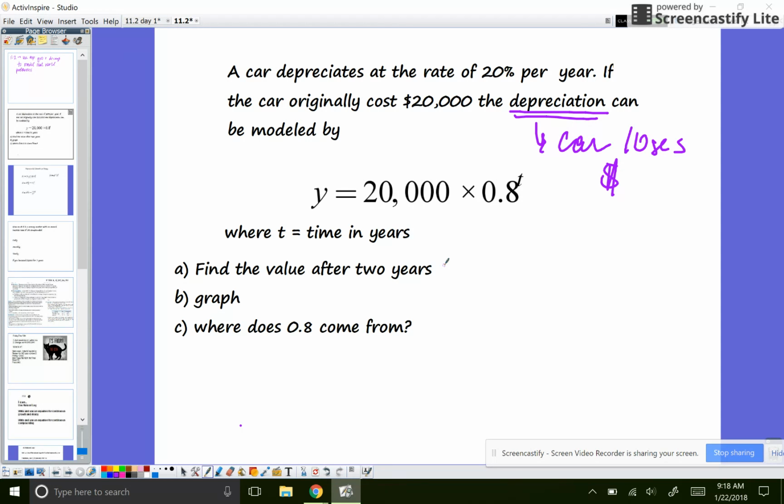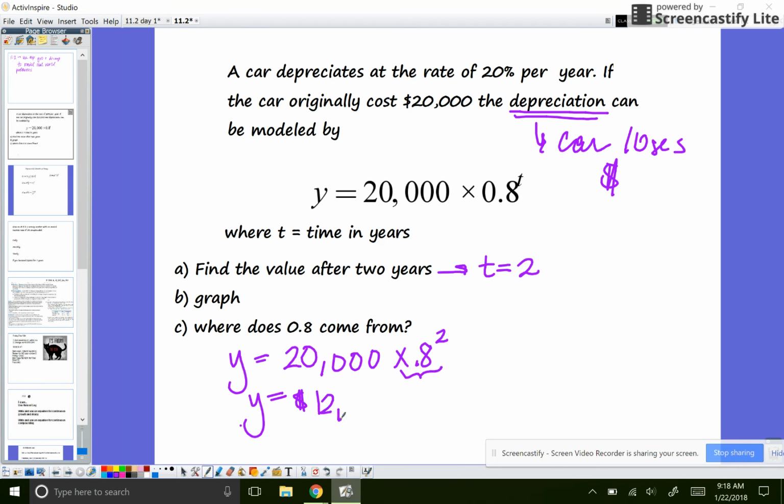So the value after 2 years, this means that time is going to equal 2. So I'm going to plug this in. And then you're going to type this in your calculator. I would make sure you type in this part, the 0.8 to the x first. And then when you're done with that, multiply it by 20,000. But I got, and hopefully you got the same thing, 12,800. B was to graph it.